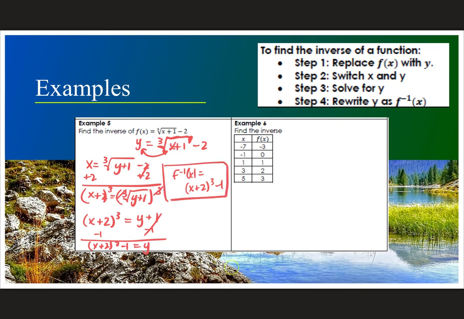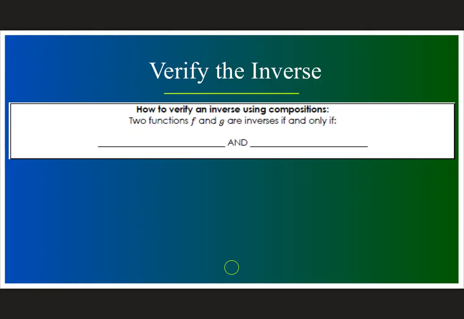And then this table is the same as the other table that we did. We're just going to switch them. We're going to switch the x's and the y's, basically. So I've got 3, 0, 1, 2, and 3. And then negative 7, negative 1, 1, 3, and 5. And that's my answers. All right.